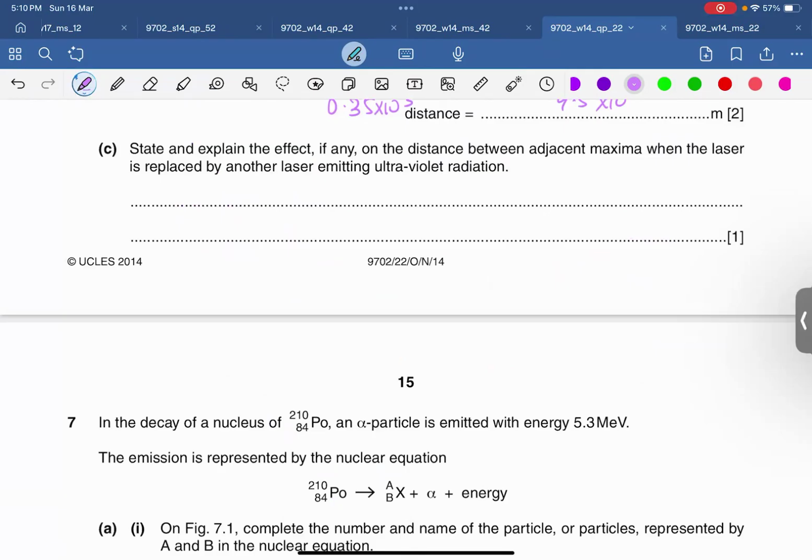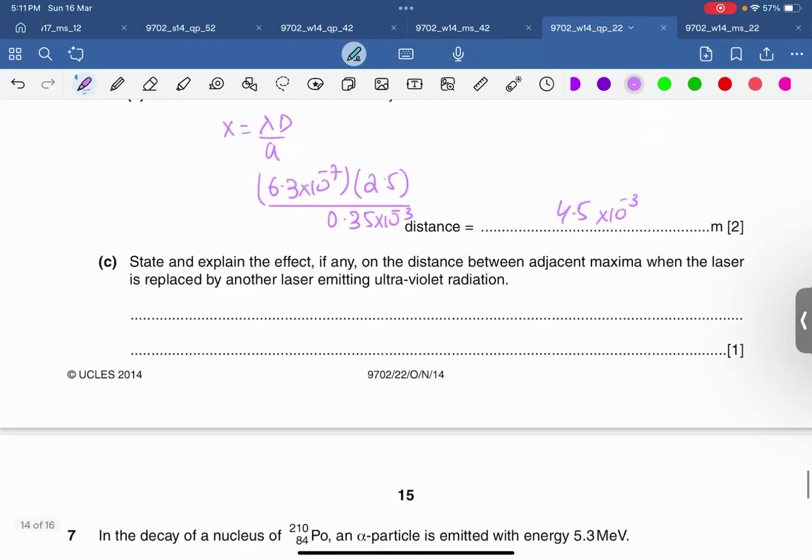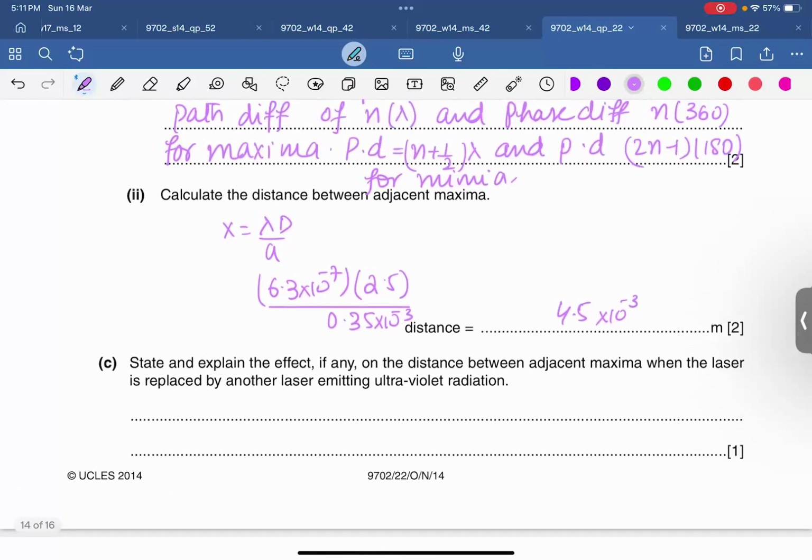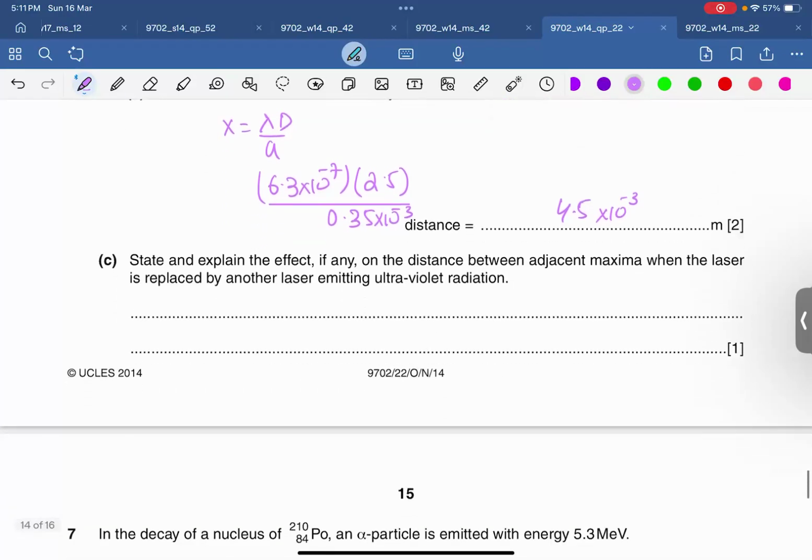State and explain the effect, if any, on the distance between adjacent maxima when the laser is replaced by another laser emitting ultraviolet radiation. If you're using ultraviolet radiation, will the wavelength be greater or smaller? Ultraviolet radiation has a smaller wavelength, not greater. So the distance between the adjacent maxima will be reduced. Okay, clear?